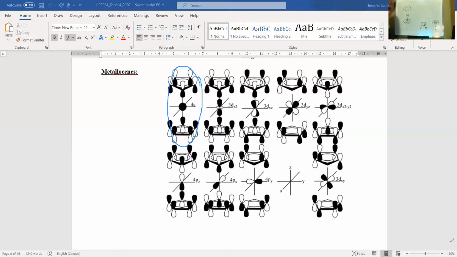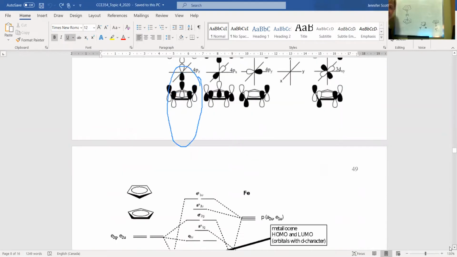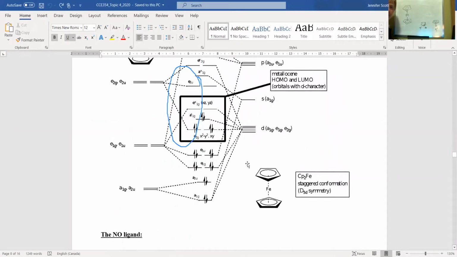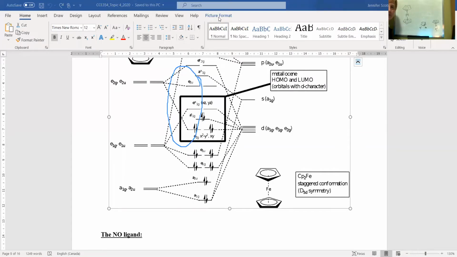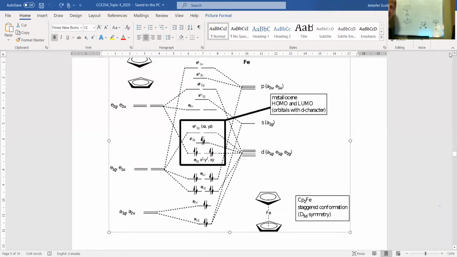Now let's also look at the full, oh, I guess I have to get out of this. Let's look at the full molecular orbital picture. Uh-oh. Okay, I don't know how to get rid of that line right now. Let's see. Clear. There. Okay. And close it.